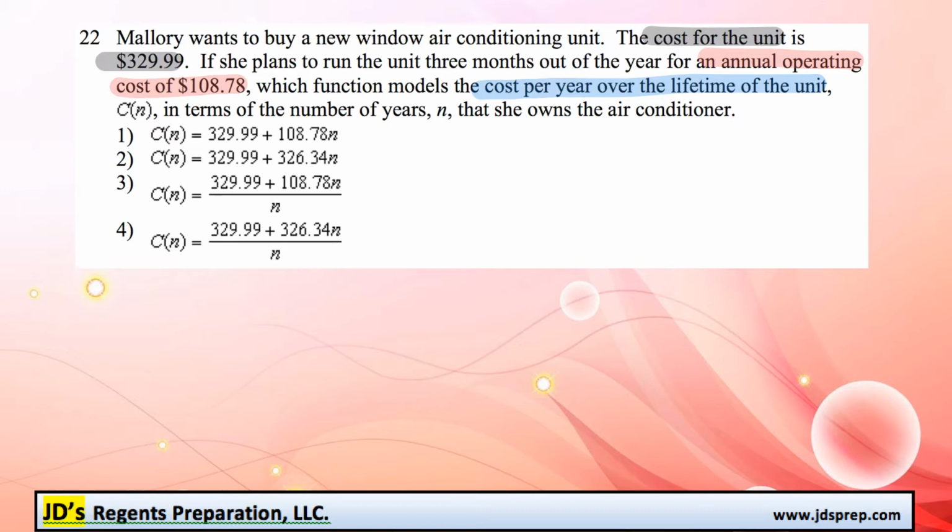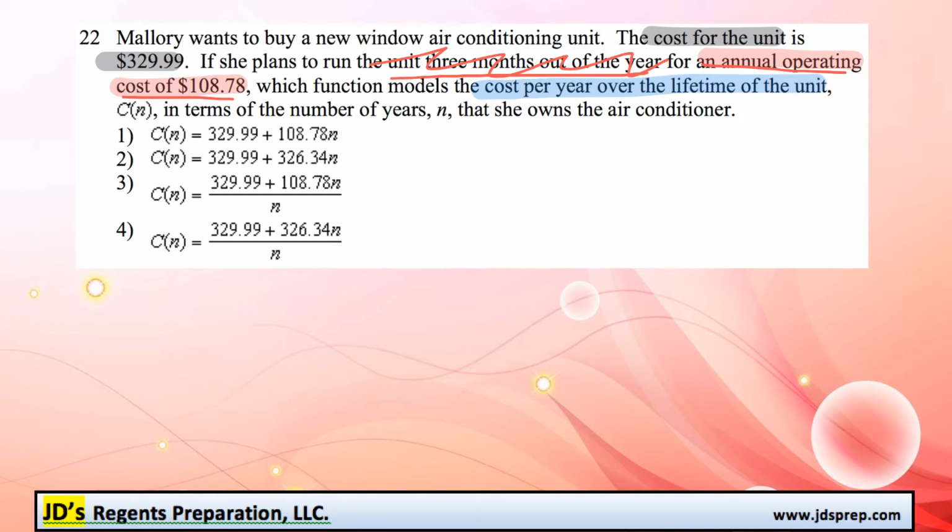Now, the important thing to note here is that they're kind of trying to trick you, that even though she's only running the unit 3 months of the year, it's irrelevant because there is an annual operating cost of 108.78. So whether she wants to run it 3 months of the year or 12 months of the year, it doesn't affect the annual operating cost. So this is completely irrelevant.